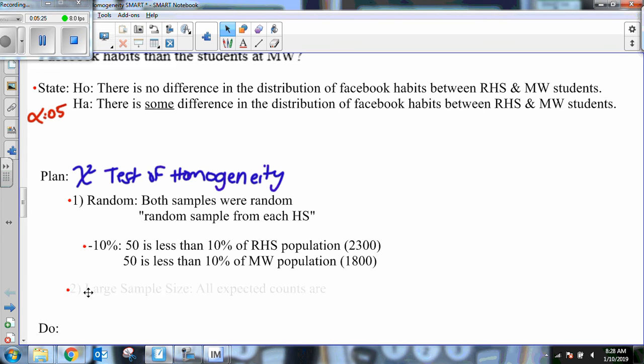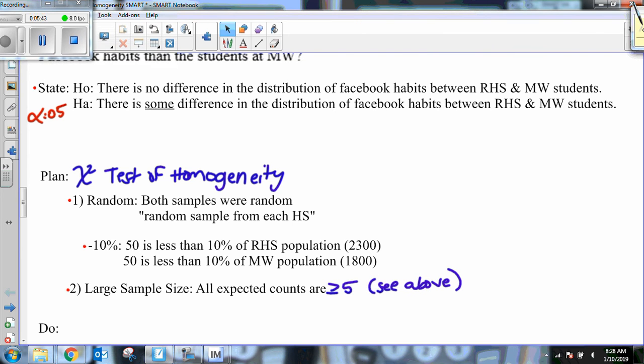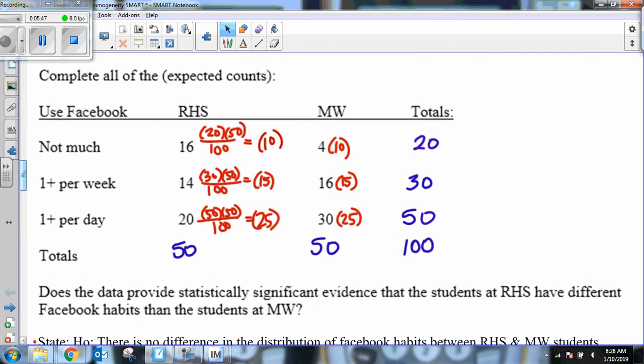Okay? And then for the large sample size condition, again, we're not checking a normal condition because we're not using a normal curve. We just do the large sample size. All expected counts are greater than or equal to 5. And again, I can go ahead and say C above, because, remember, we did all the expected counts above. All of these are my expected counts.